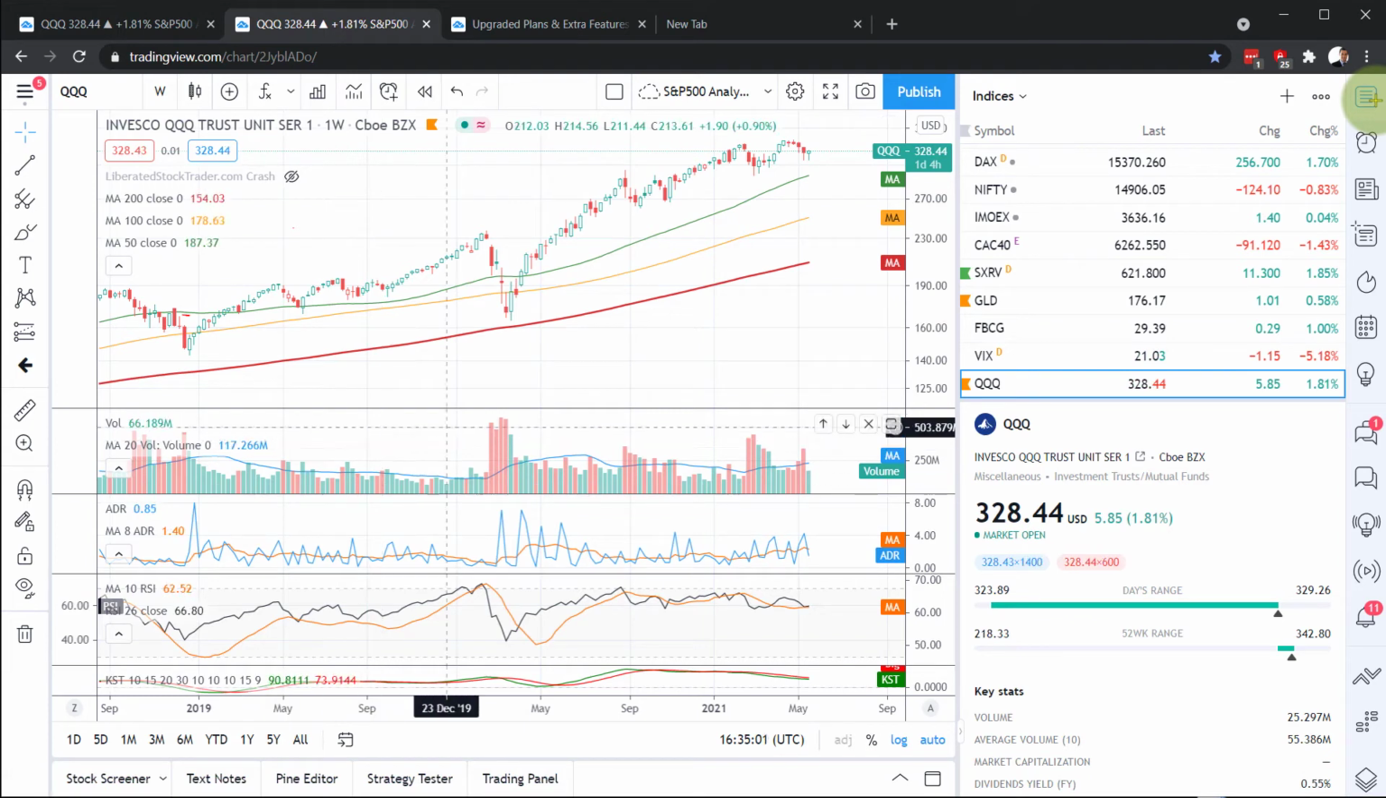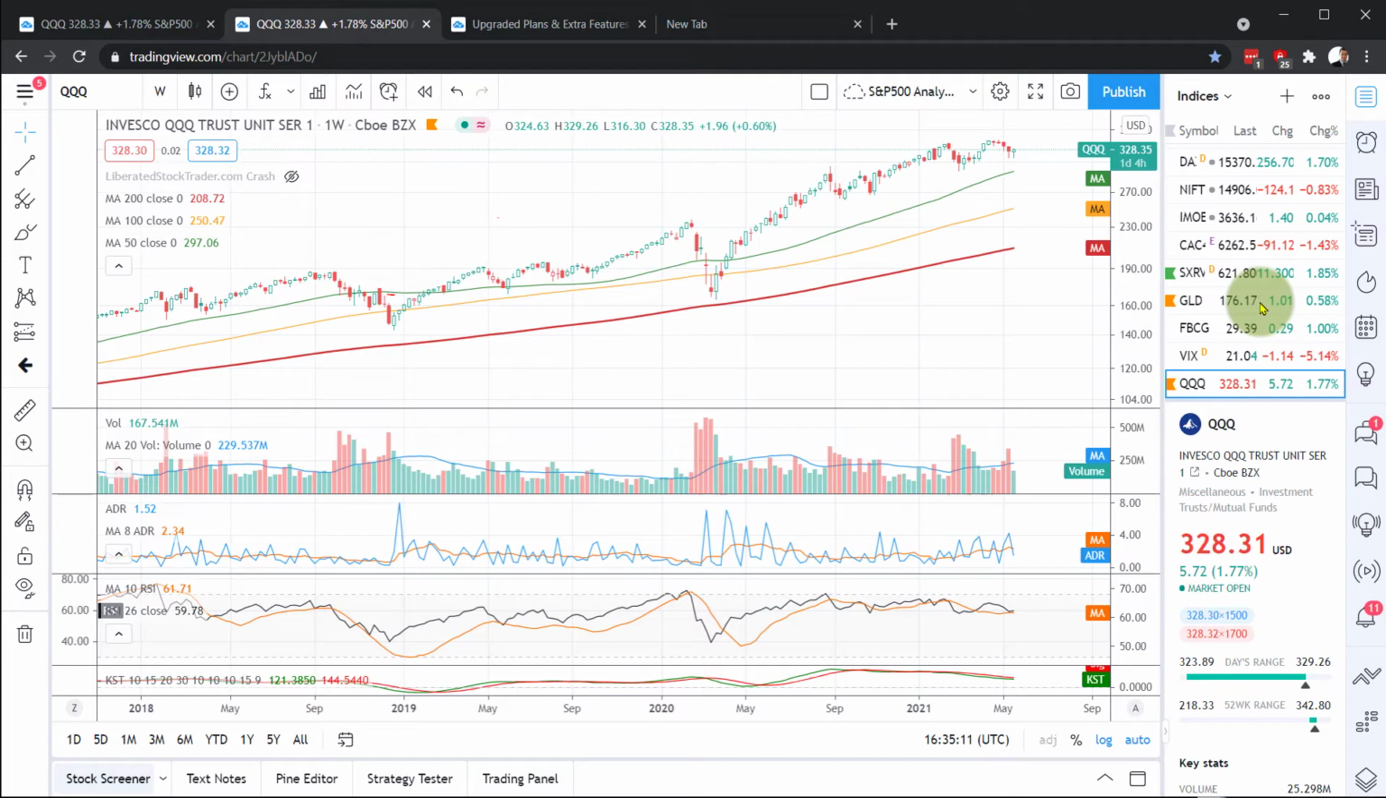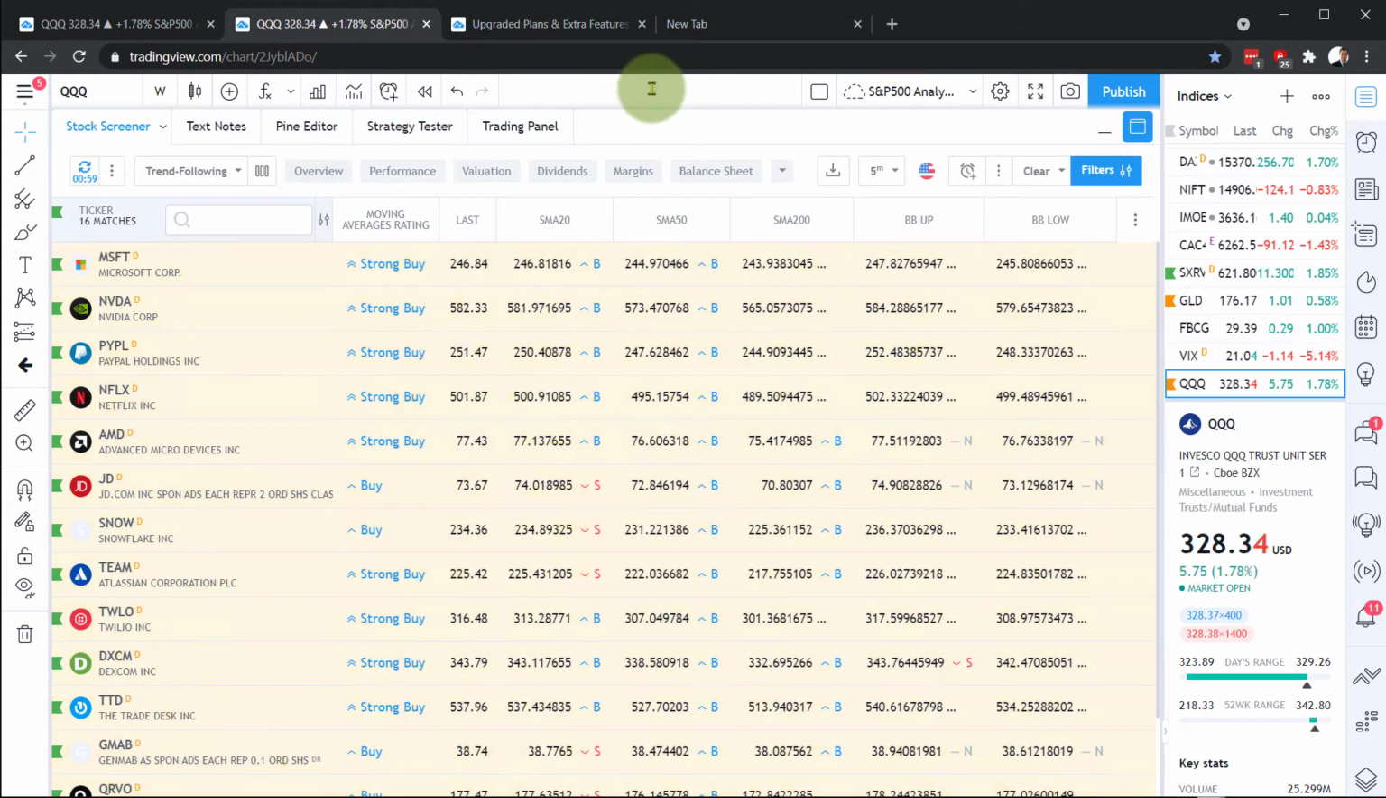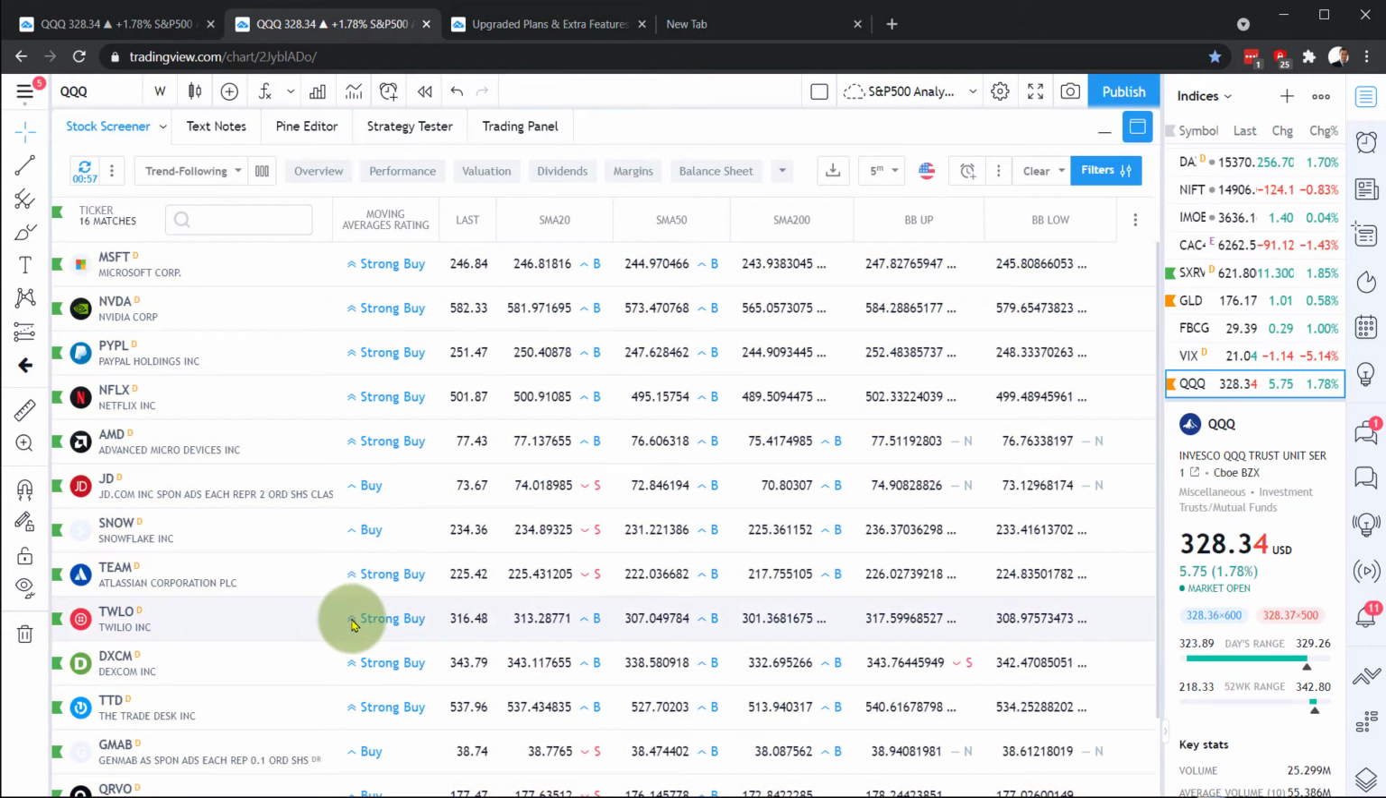So we've taken a look at the charts, the watch list. Now let's get on to the stock screening element here. So you can see, I'm going to just minimize this a little bit. Here at the bottom, you can see Stock Screener, Pine Editor, Strategy Tester. I'm going to run through these because these are really great, really easy to use. So I'm just going to scroll up, and here you can see the Stock Screener.